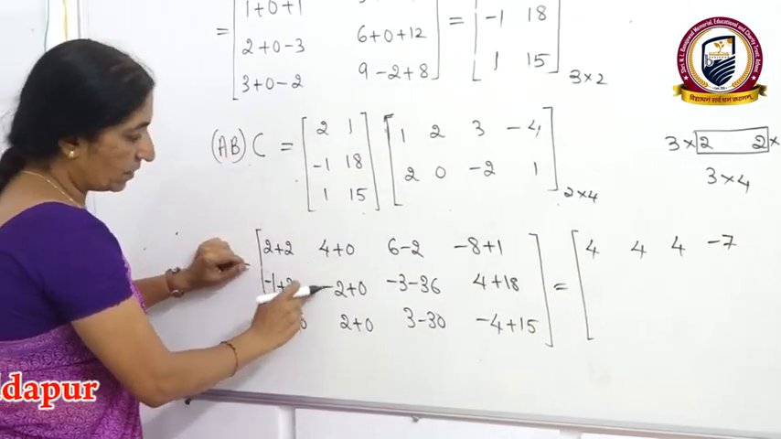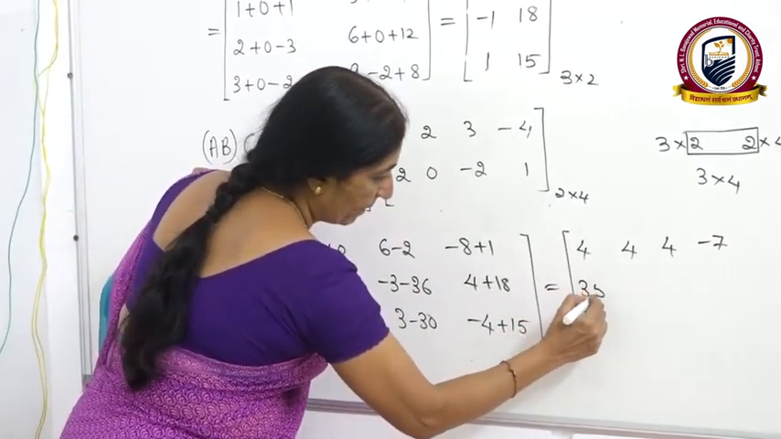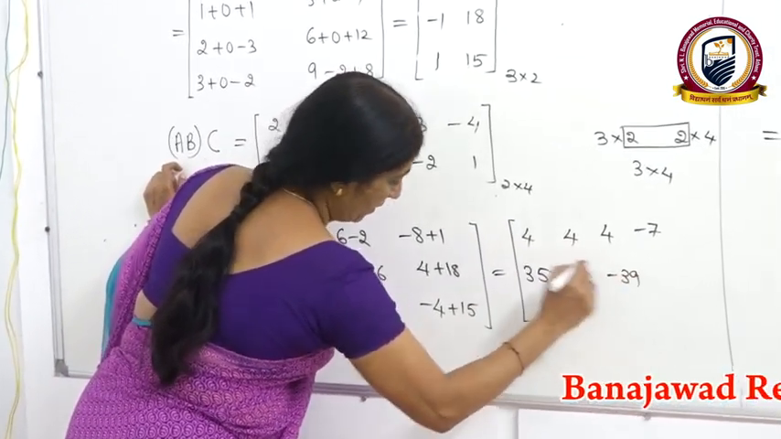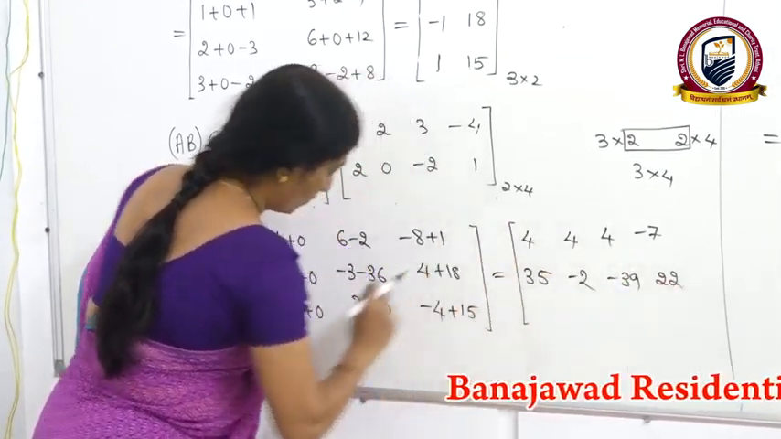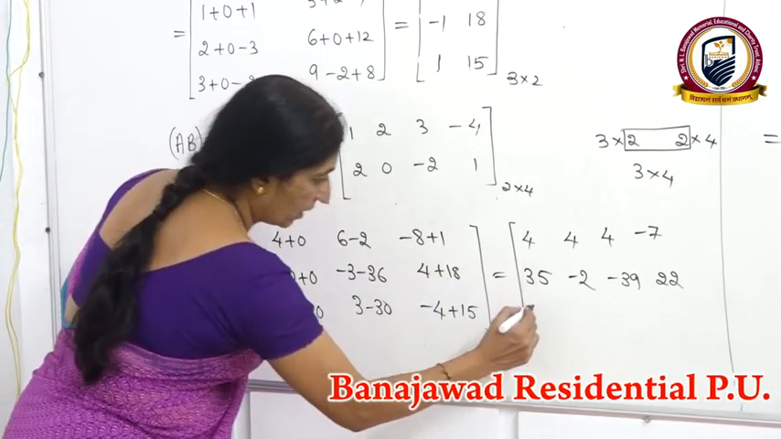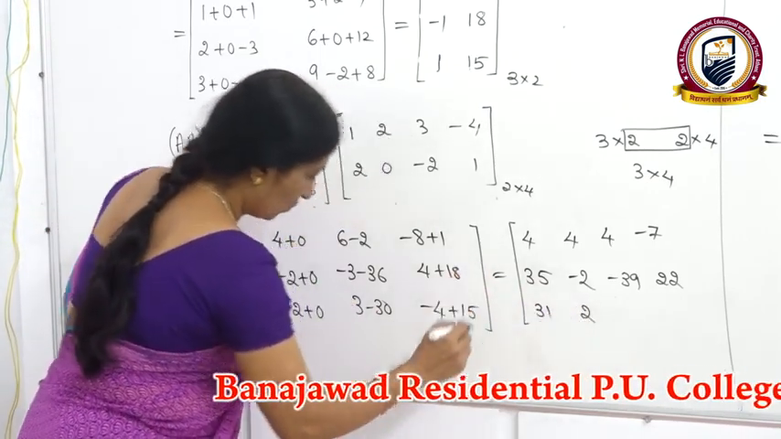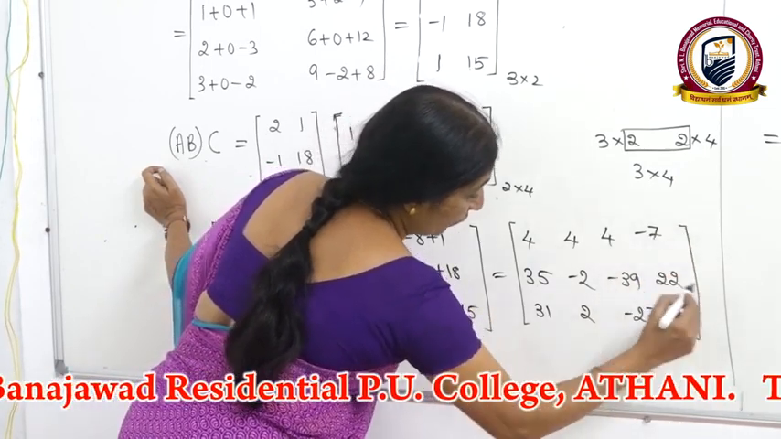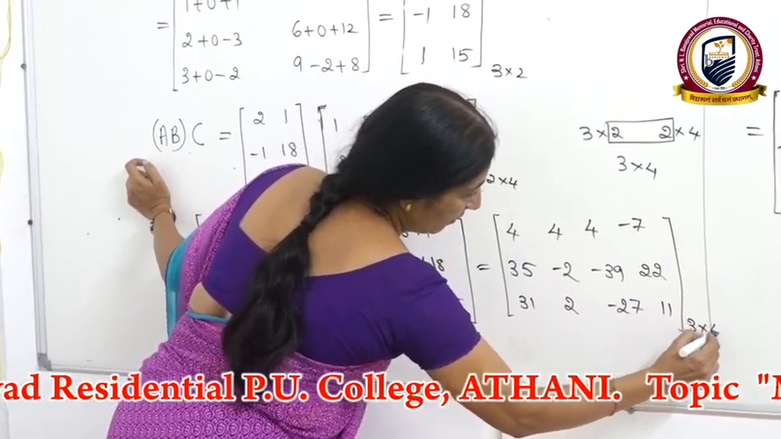Next, minus 1 plus 36, 35. It is minus 2, minus 39, the next one is 22. What about the last row? 31, 2, minus 27 and 11. And what is its order? Its order is 3 by 4.